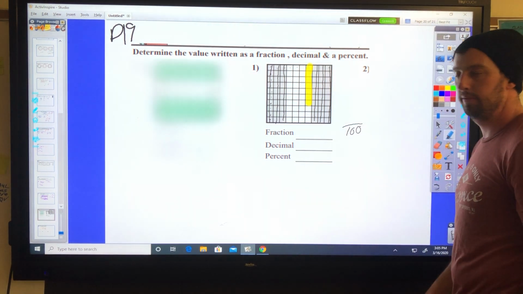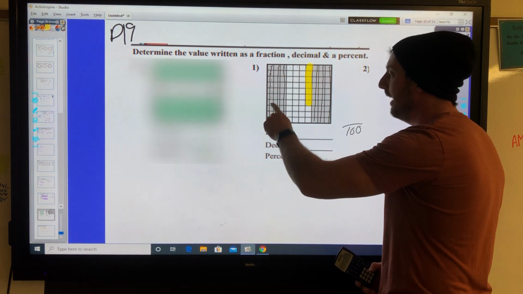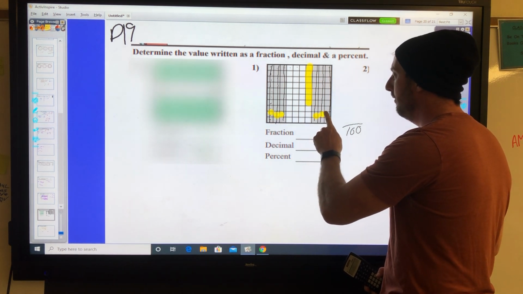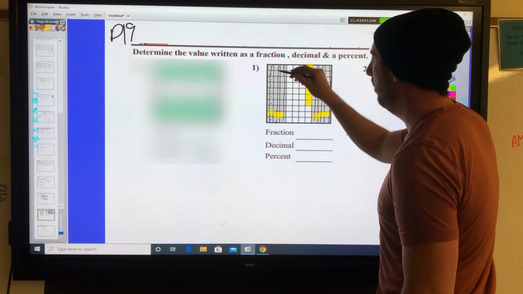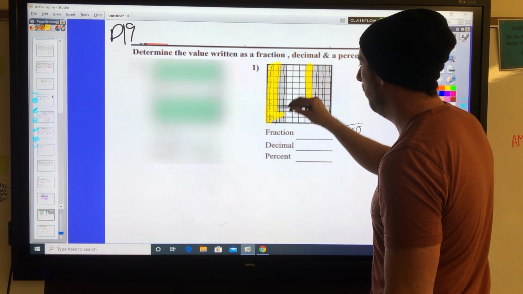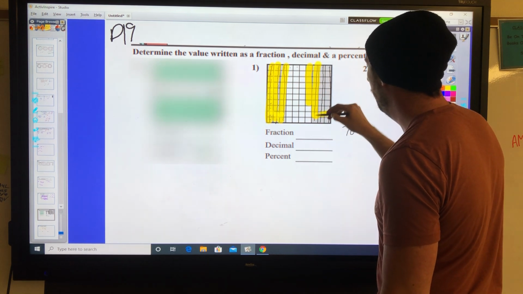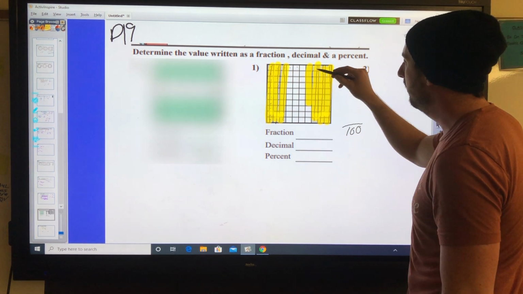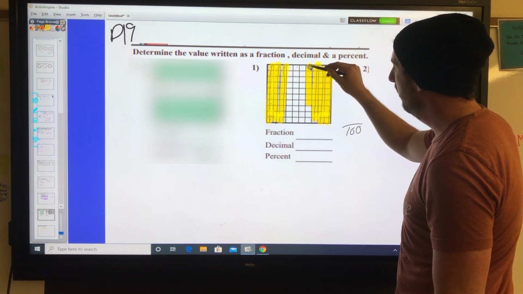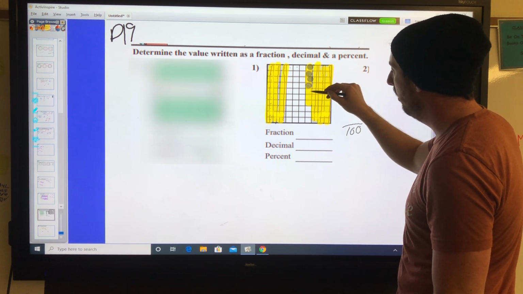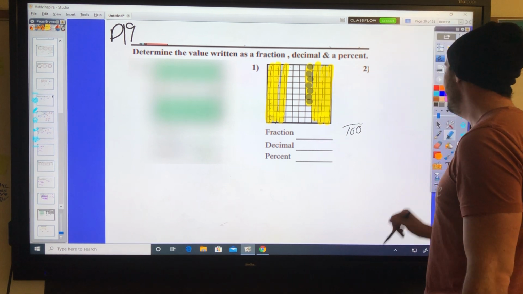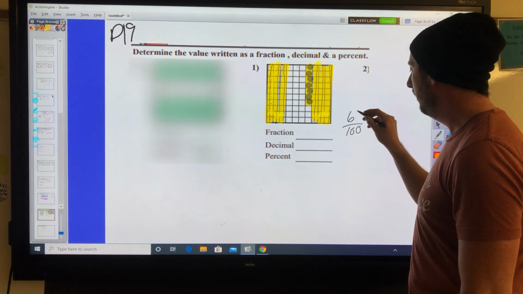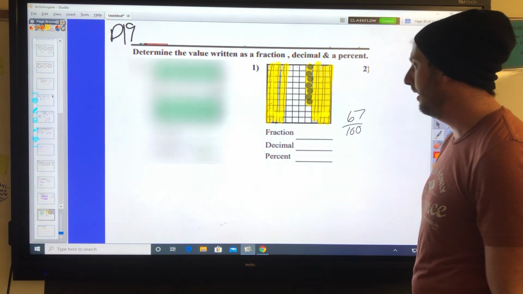Since I know it's out of 100, I can count up these rows of 10. So we got 10, 20, 30, 40, 50, 60. So these are all rows of 10. 10, 20, 30, 40, 50, 60. And then I do have to count up that middle one that is not a full row of 10. 61, 62, 63, 64, 65, 66, 67. So out of 100 possible little tiles, 67 of them are shaded.